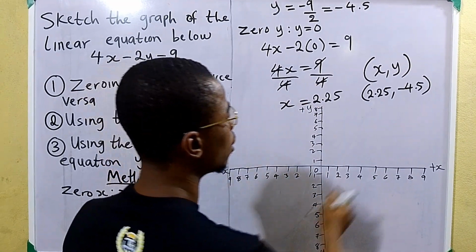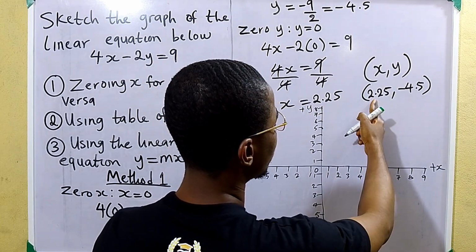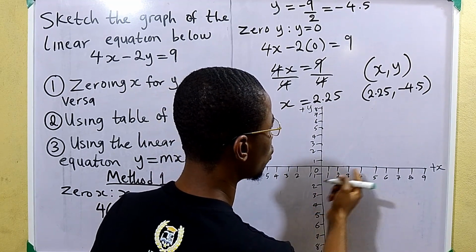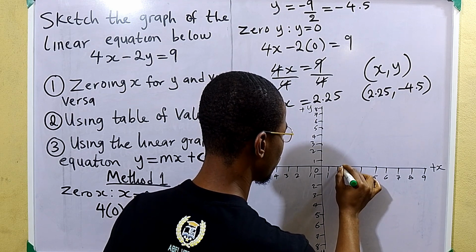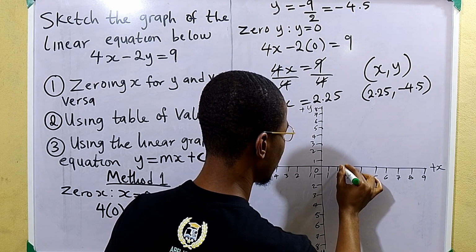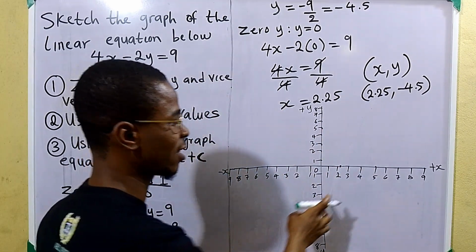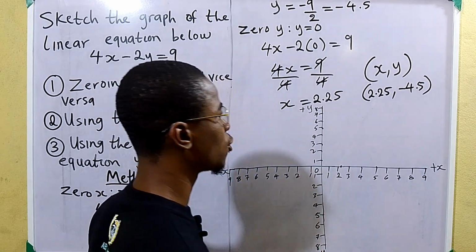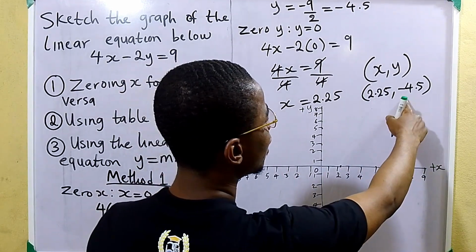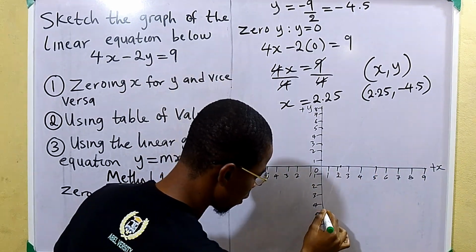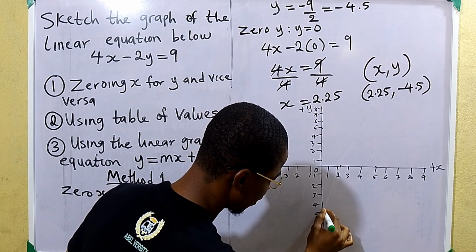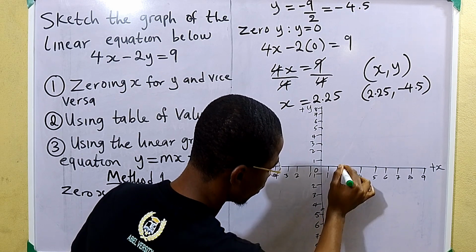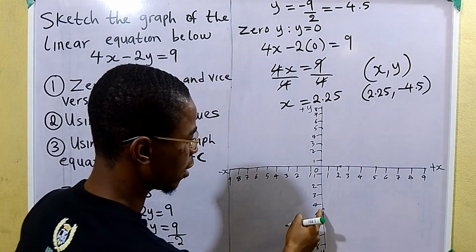So let's go. Our x here was 2.25. Now we know that between 2 and 3 is 2.25, so it will be somewhere around here, not exactly at the center, but half of the center here. That's 2.25, our point for x. So for y, it will be negative 4.5. That will be exactly in between 4 and 5. So these are our 2 points, here and here.